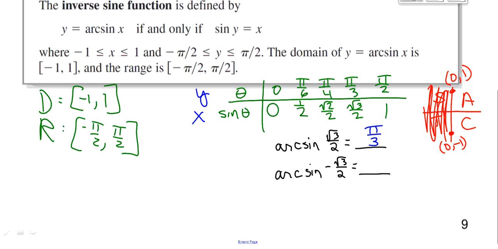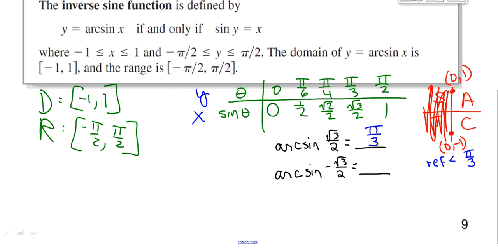And that reference angle is pi over 3. And the book authors call that theta prime. I tend not to use that because it's just too close to theta. So I just call it the reference angle.